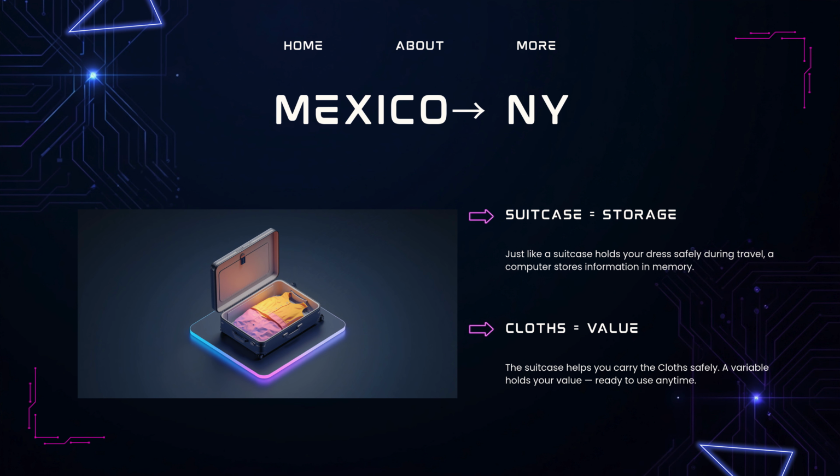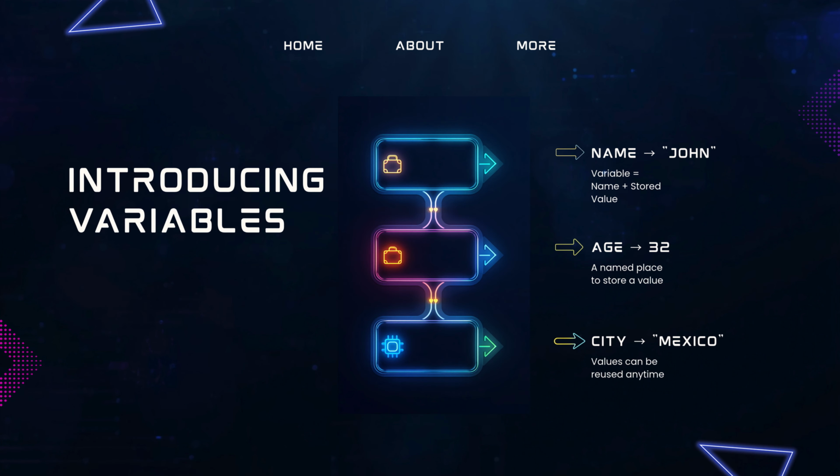Now let's connect our suitcase example to programming. In programming, we need a way to store information in the computer's memory. A variable is simply a name that we give to a stored value. Think about our suitcase again. The suitcase is holding something for us. In programming, a variable does something similar. It gives us a name that we can use to access a value stored in memory.